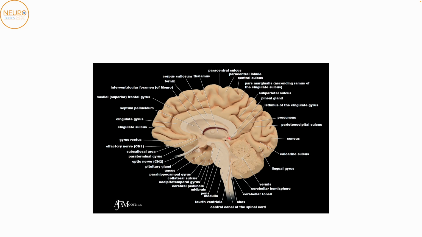Posteriorly, in the third ventricle, you have the pineal gland, you have the tectum over here, the aqueduct over here, the pineal recess, and then in the borders of the pineal gland, you have the habenular commissure and the posterior commissure. The habenular commissure will be located superiorly, and the posterior commissure will be located inferiorly over here.